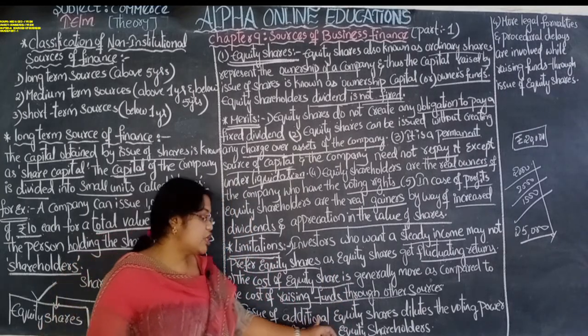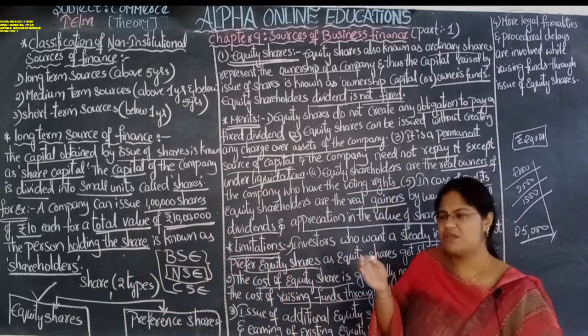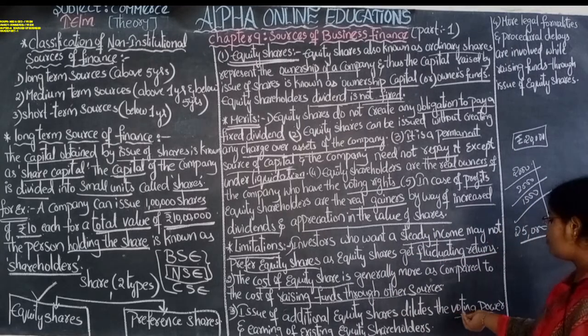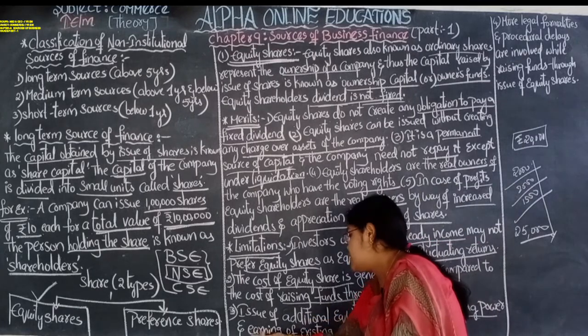Issue of additional equity shares dilutes, means it reduces, means it will not give any double voting power or earning of equity shares.